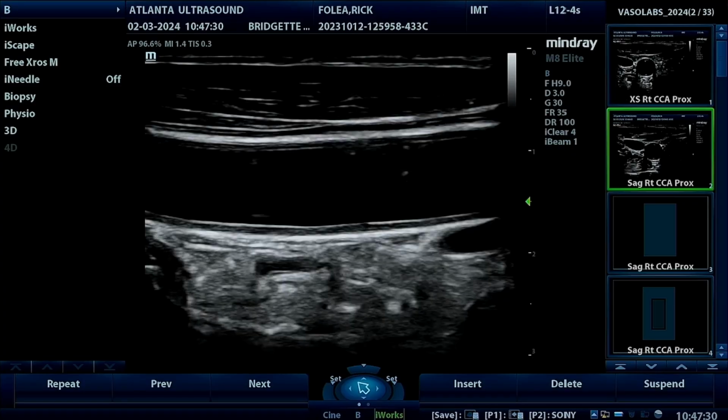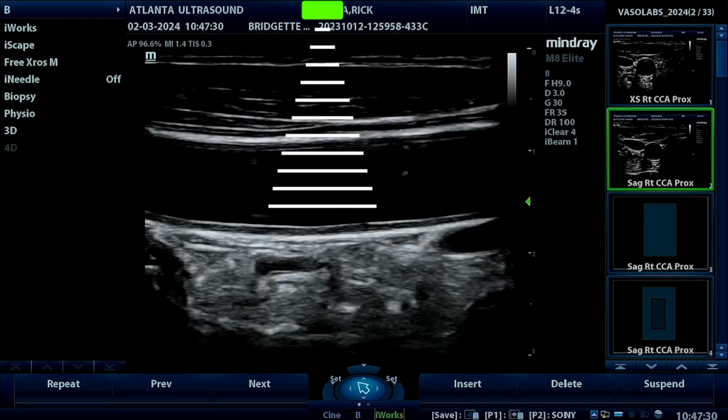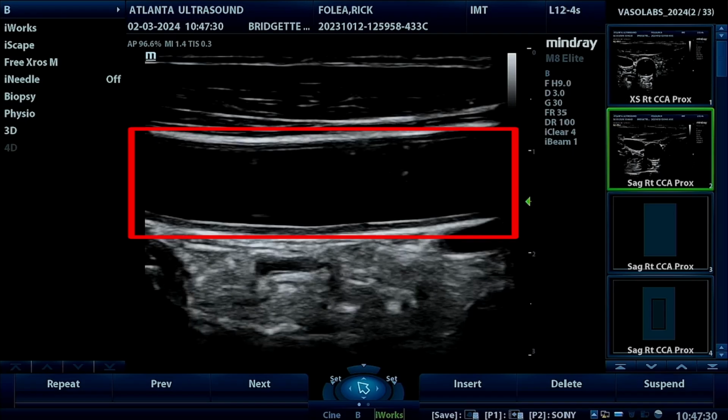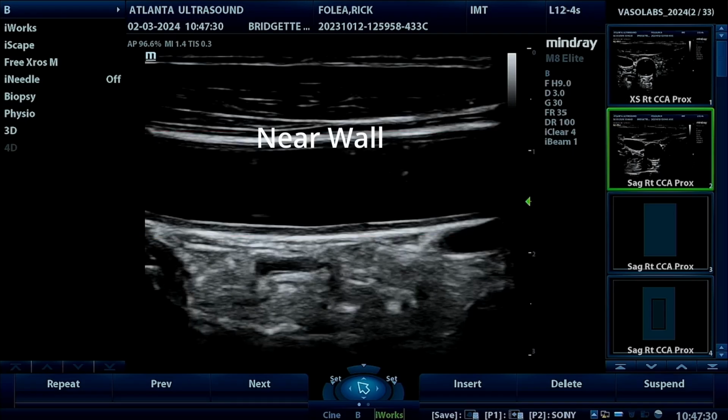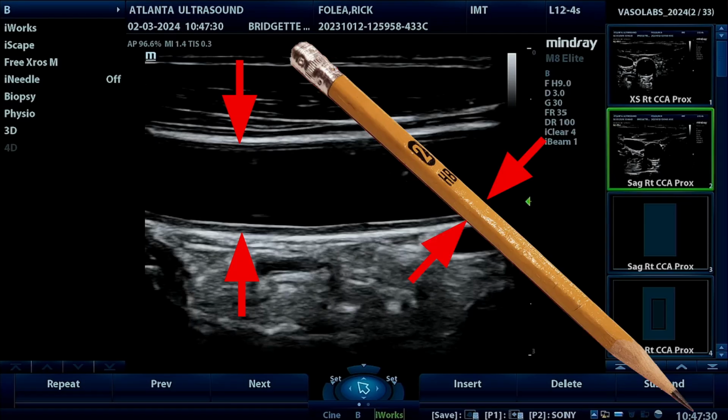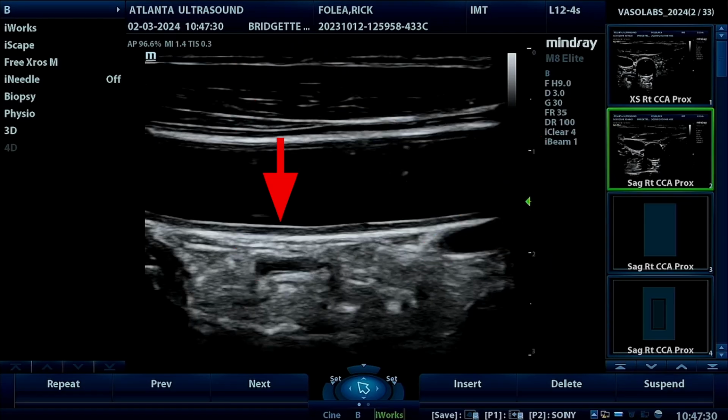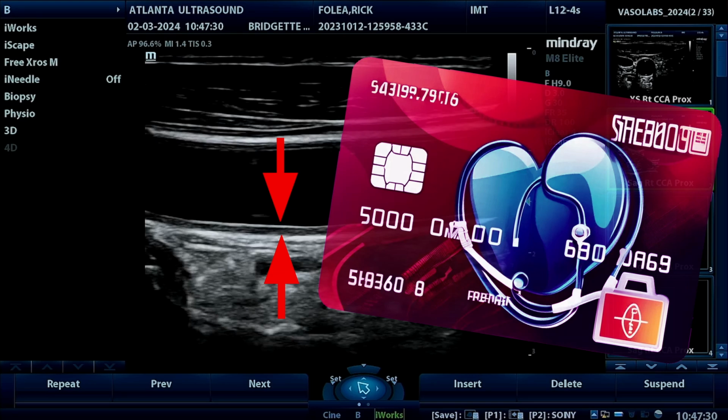Let's freeze the video for a second. Again, the sensor is up above the screen, beaming sound energy this way. This is the artery, this is the wall closest to the sensor, and this is the intima and media layers of the far wall. Just like in the diagram we saw earlier. The diameter of the common carotid artery is similar to a pencil, and the thickness of the intima and media layers combined is about the thickness of a credit card.